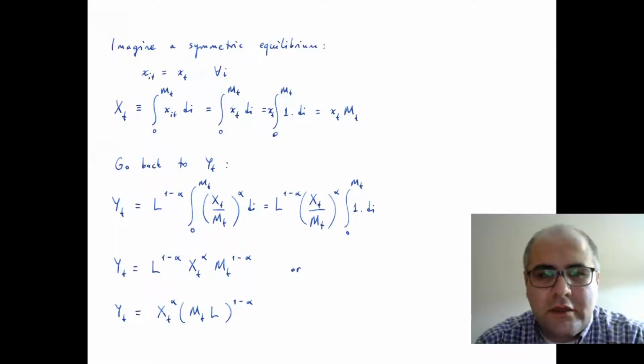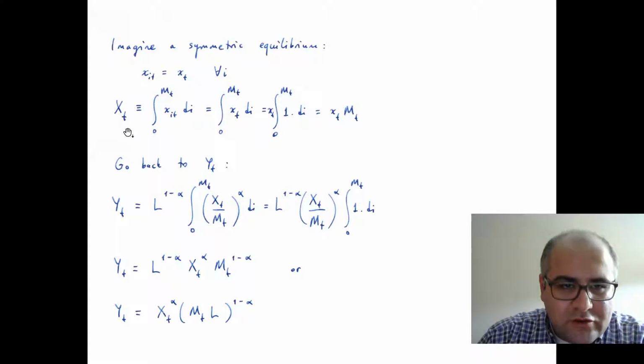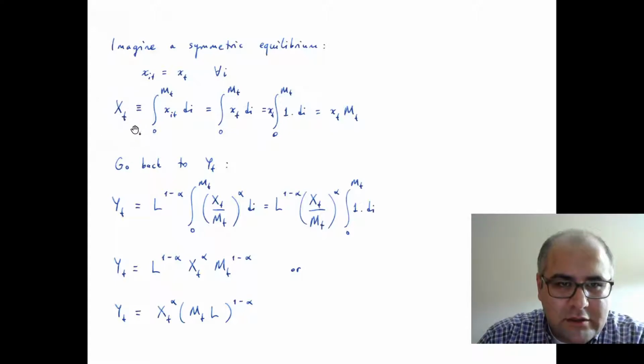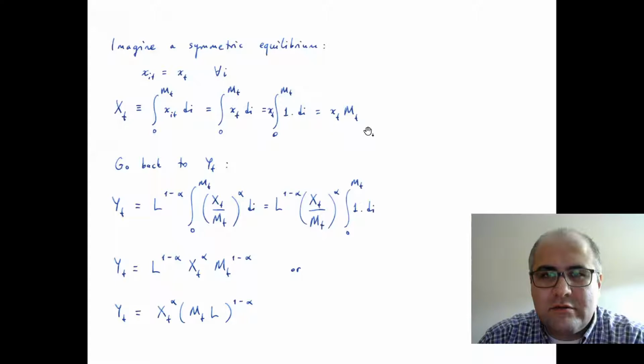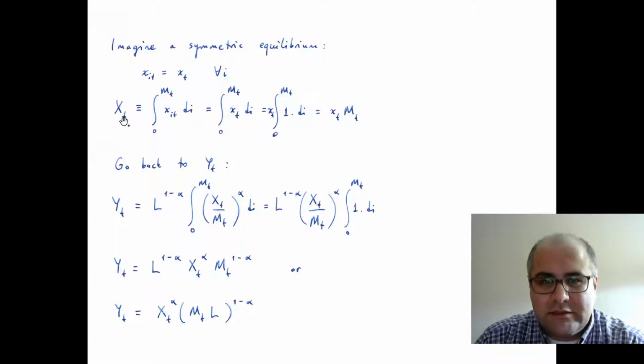If you do that, and if you define the total measure of machines in this way, right? So if x_it units are used for machine i, and we have machines distributed over the interval 0 to m_t, then this would be the total. And under symmetry, we got this, because x_t is from each unit, m_t is the total mass. So x_t times m_t gives us the uppercase X_t.